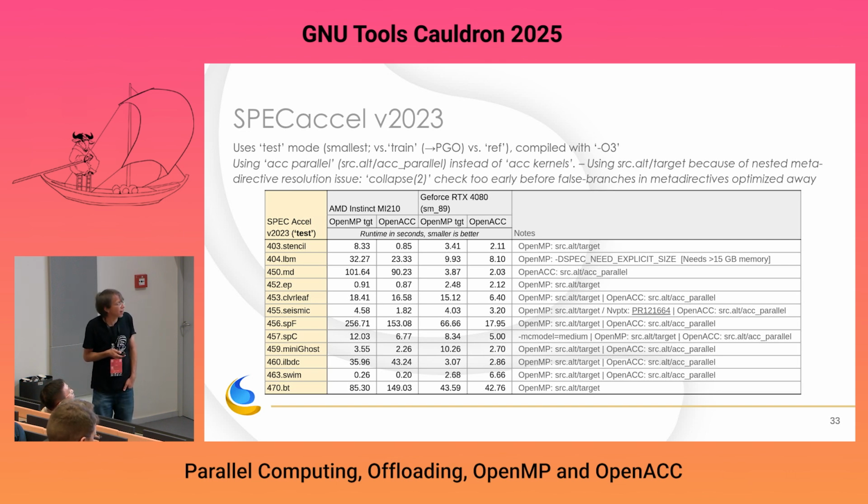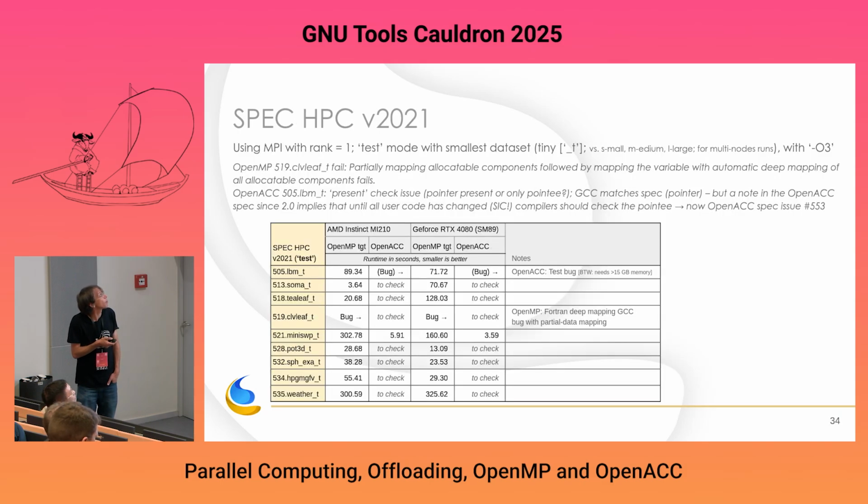Some meta-directive issue where we optimize later than checking for things like collapsing a loop, which then inside has a SIMD, doesn't work unless it can be optimized away. And the OpenACC ones were, because it's a bit better defined for the ACC parallel and not for kernels. Where it does more, on SPEC HPC also runs.